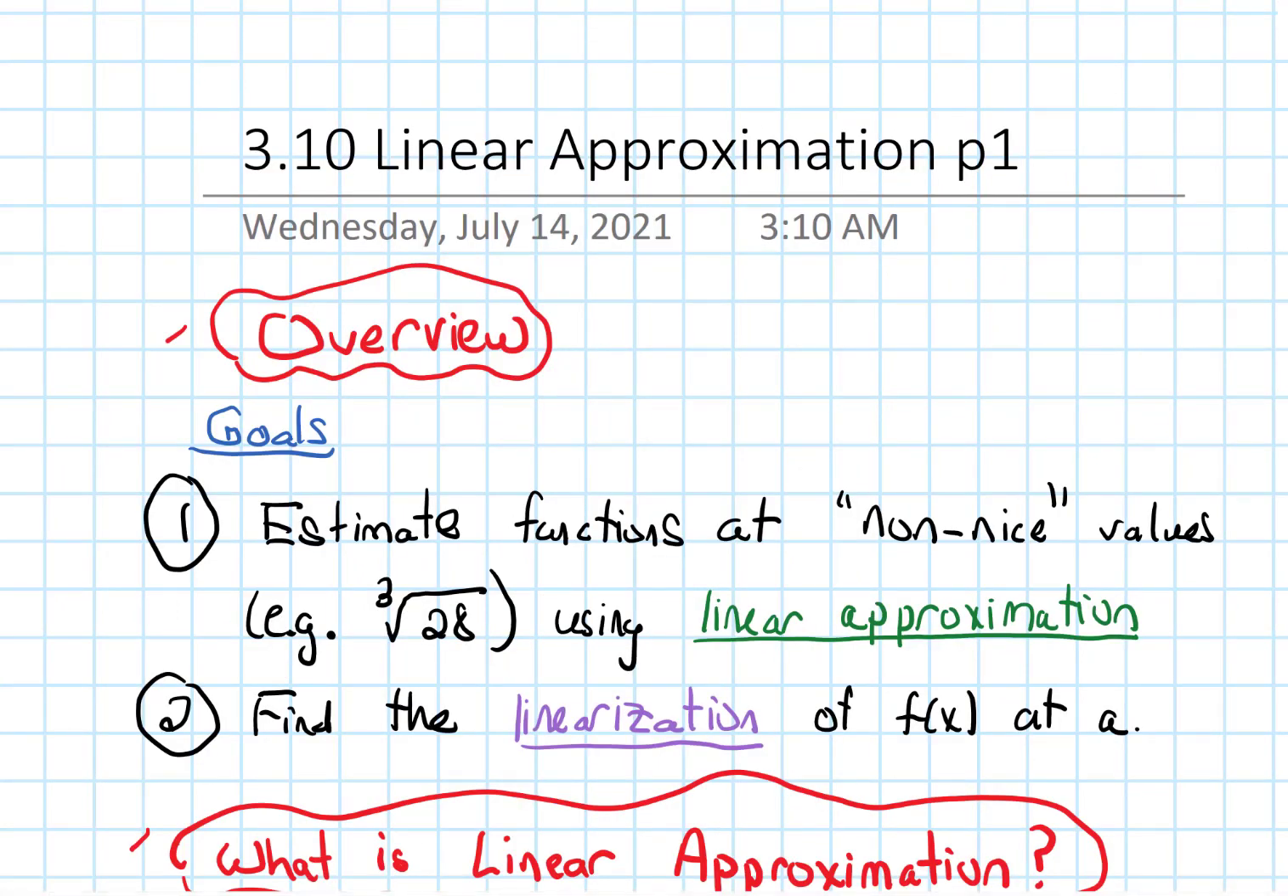So in terms of our goals for this section, I'm going to check off goal 2. We now know what the linearization of a function is at a. I could check off this first goal as well. We now know how to use linear approximation to estimate functions at non-nice values. But I'll wait until our next video where we do one more example.